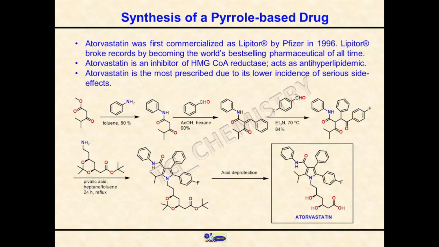Eventually it reacts with another primary amine, which is a part of the protected diol system, in presence of pivalic acid, that will form eventually from this 1,4-dicarbonyl, and this free amine will form the pyrrole basic ring structure at the core of the molecule, and then followed by the acidic deprotection of the diol derivative will give the free cis diol derivative, which is present in atorvastatin, and we will get atorvastatin as the target molecule.